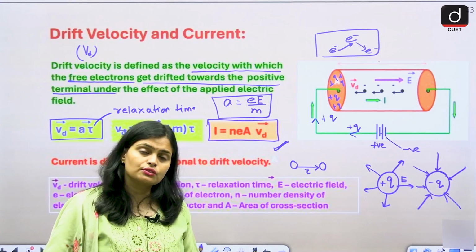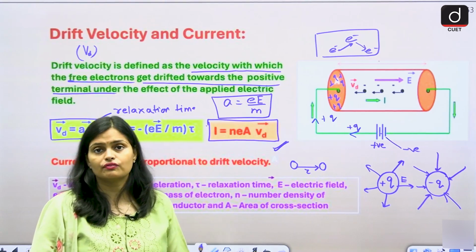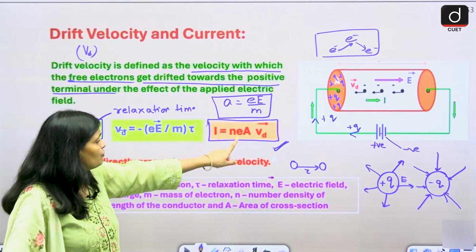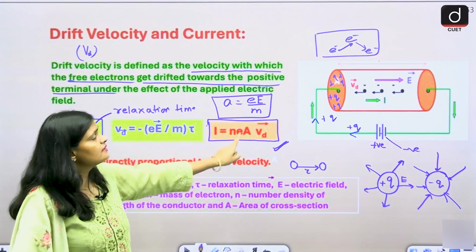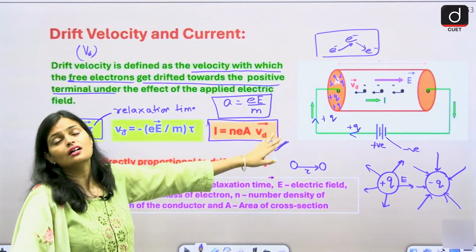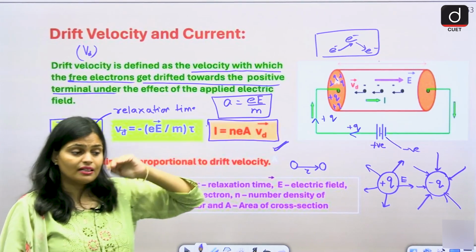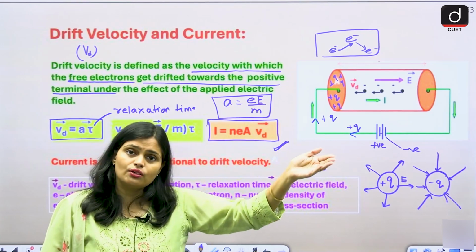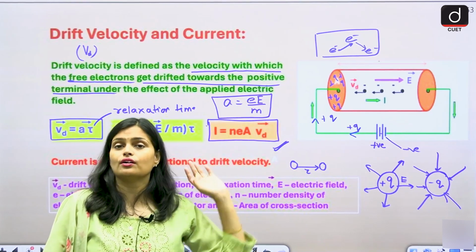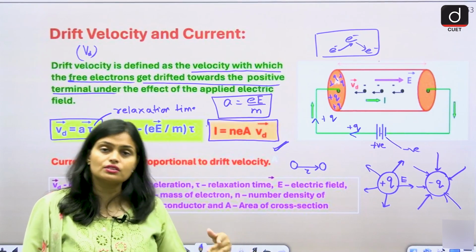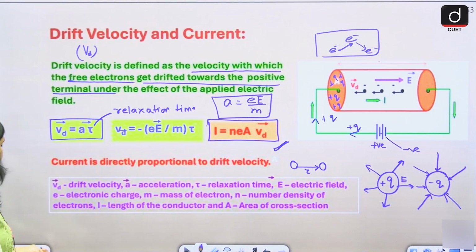What is the relationship between current and the drift velocity? So with this, what you will get to know is that current is directly proportional to the drift velocity. मतलब जितना ज़्यादा drift velocity होगी, उतना ज़्यादा current flow होगा. More the drift velocity, more the current flow.